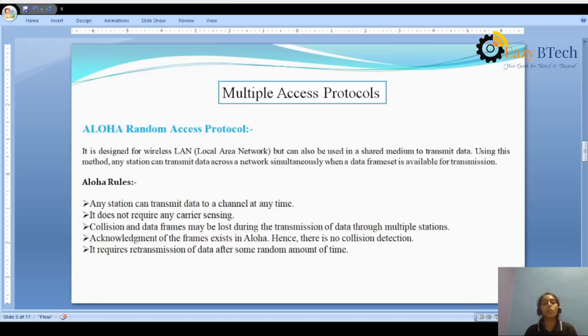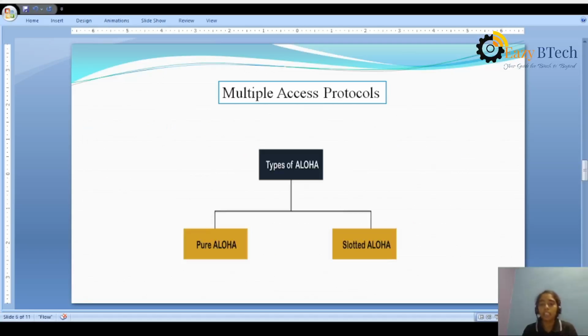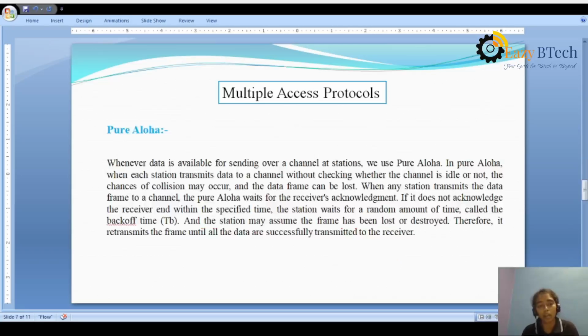These are the rules of Aloha, and Aloha is divided into two types: pure Aloha and slotted Aloha. What is the purpose of pure Aloha and the purpose of slotted Aloha? We will discuss this. Let us get into pure Aloha.